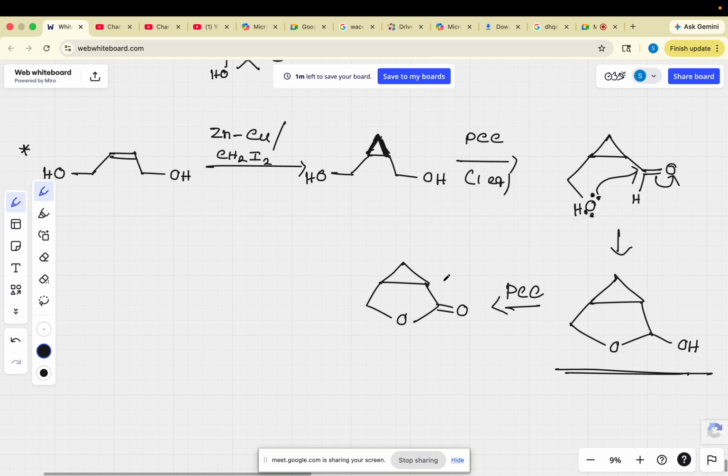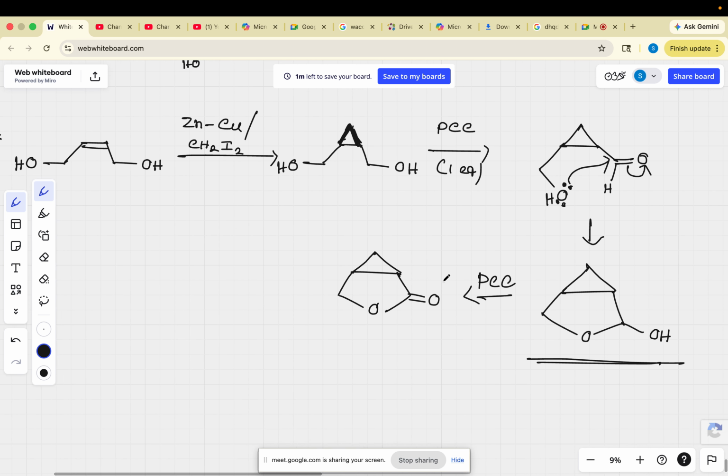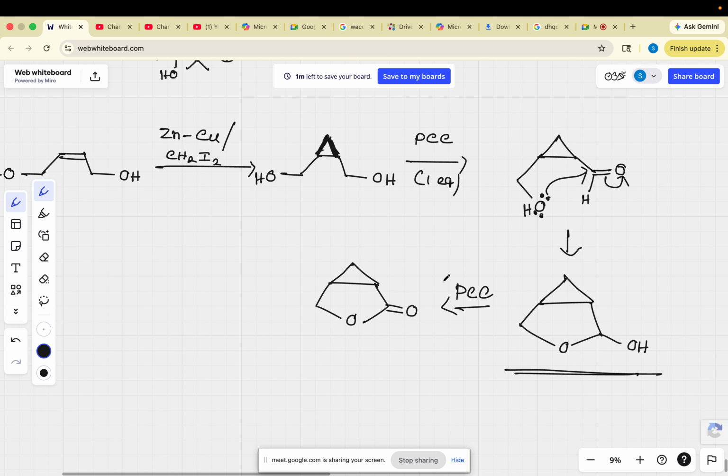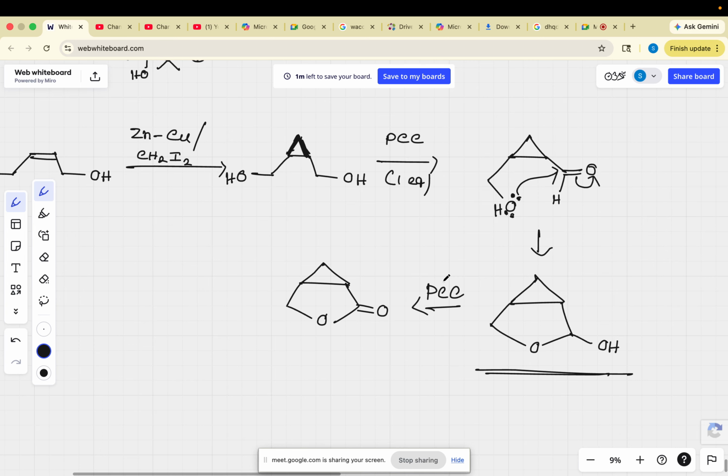Clear? So the first reaction is your Simmons-Smith reaction. After that we are treating this compound with PCC. In the presence of PCC, the primary alcohol is oxidized to an aldehyde. Now an intramolecular reaction is happening. Because the intramolecular nucleophile is already present there, it attacks and you get OH. Again, in the presence of PCC, the OH will oxidize to the corresponding ketone compound.